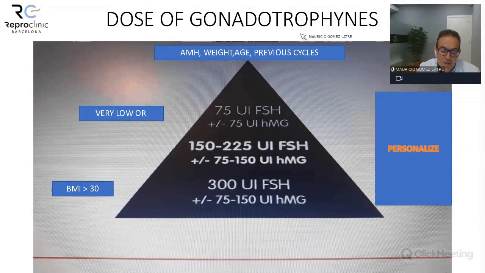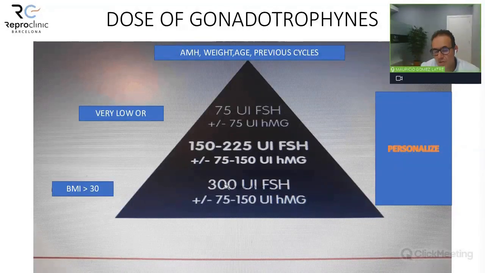Before starting an ovarian stimulation, physicians must attend the age, the ovarian reserve markers, the answer to previous treatments, and the weight of the patients. The average starting dosage is about 150 and 225 international units of FSH, adding LH activity between 75 and 150 of human menopause gonadotrophin. It's important, obviously, the weight of the patients. Patients with body mass index more than 30 can require until 300 international units of FSH with addition of LH activity. This would be the top.